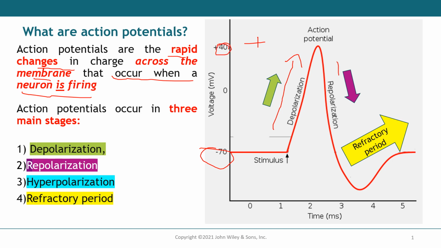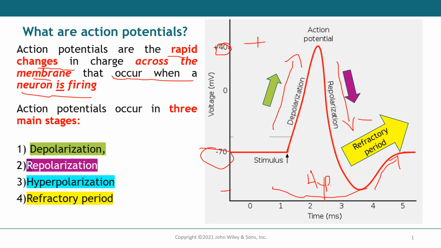Then we're going to try to make it negative again, and to some degree we go even further, and we hyperpolarize. And then the last stage, the fourth stage, is the refractory period, where we are setting everything up to be ready for another action potential if it's necessary.